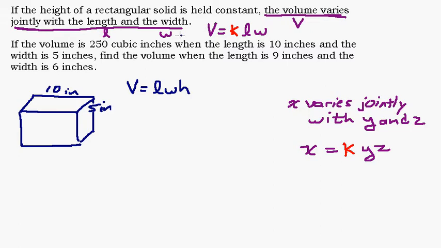All we're doing here is we're looking at two rectangular solids that have the same height. That's what is meant by the height is held constant. Constant means it doesn't change. So we've got two rectangular solids with the same height. That's all it's saying. It's fancy talk.